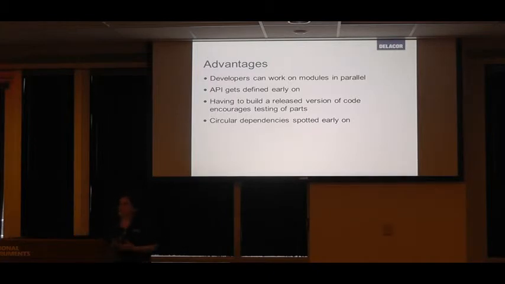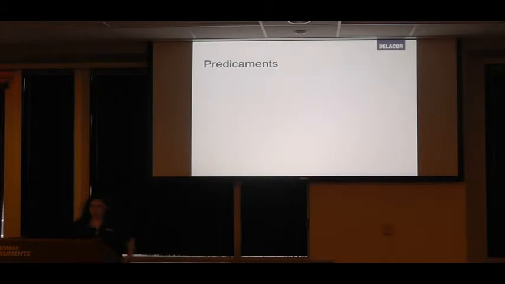Circular dependencies are spotted early on because you have to build this release of the code. You need to figure out what you're depending on. Does everybody understand what a circular dependency is? It's basically when module A has a public API function that calls something from module B, and module B has another public API function that calls something from module A. Normally, these things break pretty badly in large applications, so it's good to spot that early on.